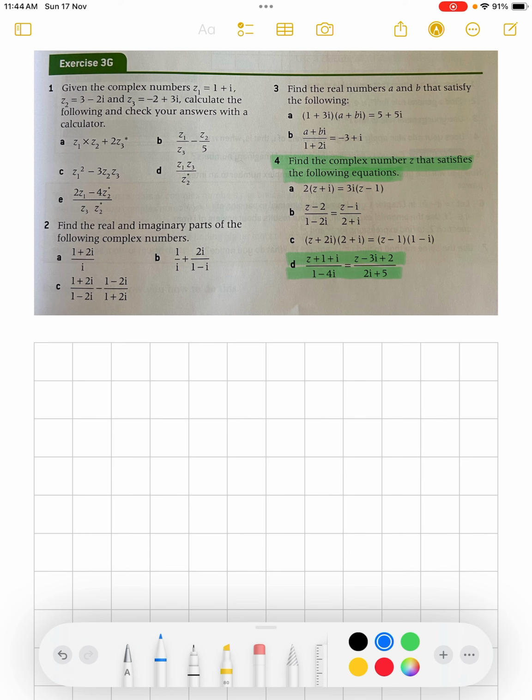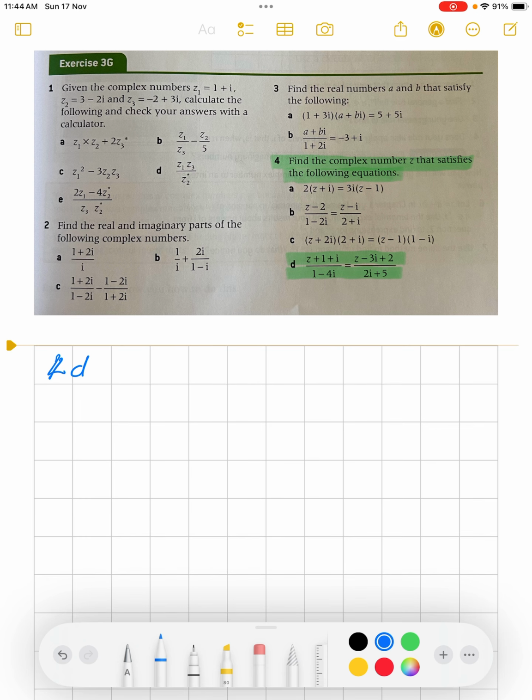I'm going to be looking specifically at question 4, part D. This says find the complex number z that satisfies the following equation, and we've been given (z + 1 + i) over (1 - 4i) equals (z - 3i + 2) over (2i + 5). Well, I'm going to take these denominators and cross multiply and multiply them on the other side.